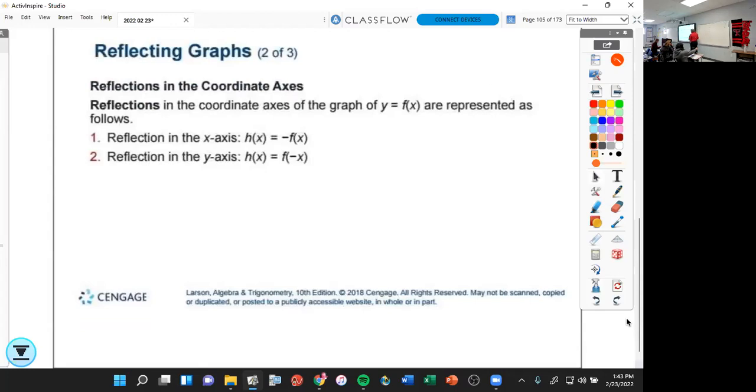To reflect across the x-axis, we are changing the y value. That makes sense, doesn't it? If you're changing the y value, you're going to reflect across the x-axis. To reflect across the y-axis, we're going to change the x value. So notice where the negative sign's at.